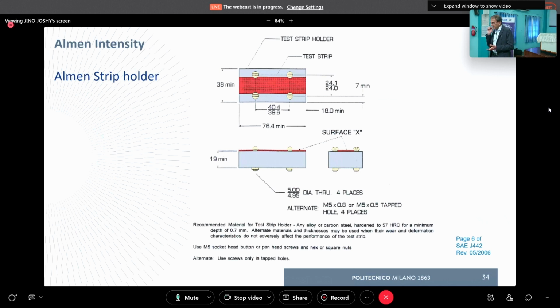M5 is the kind of bolt that is used for the holder.